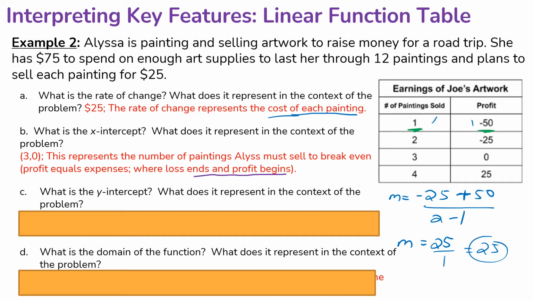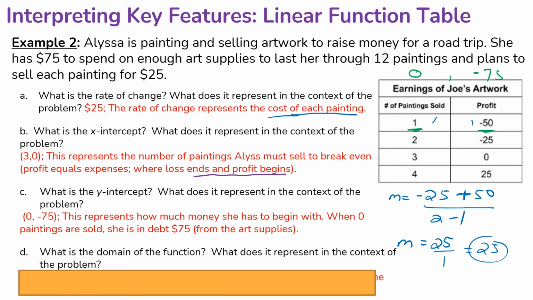So if our independent variable is at 0, then what would be the pattern for our y value? It would be at negative 75 because it is decreasing by 25. So that y-intercept would be (0, -75). This represents how much money Alyssa has to begin with. When 0 paintings are sold, she's in debt $75 from art supplies, so she's at negative 75. So she needs to sell some paintings, at least 3 to break even.